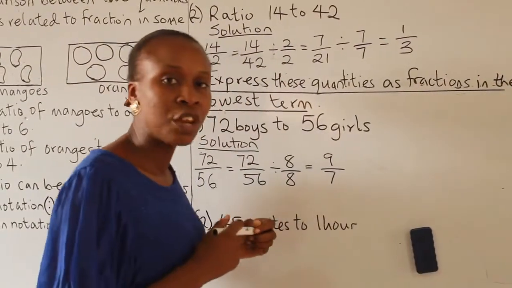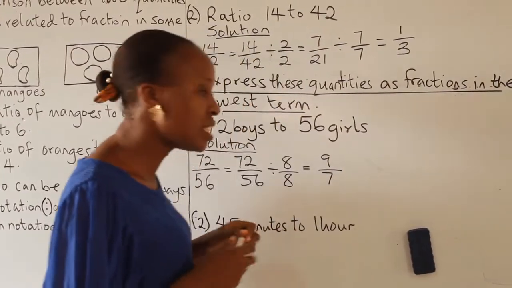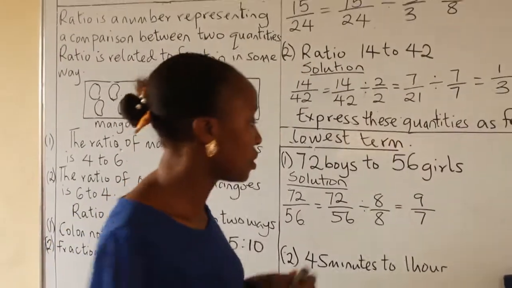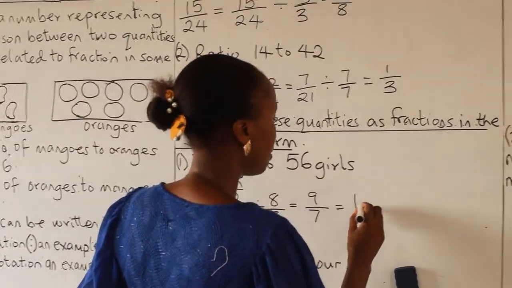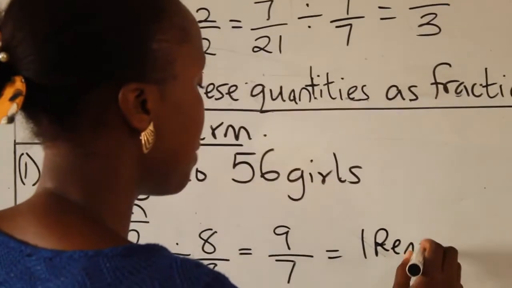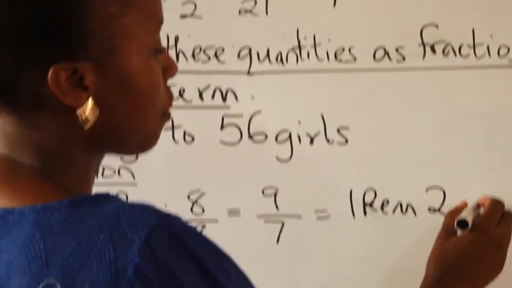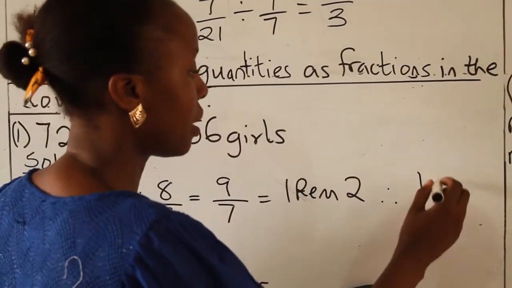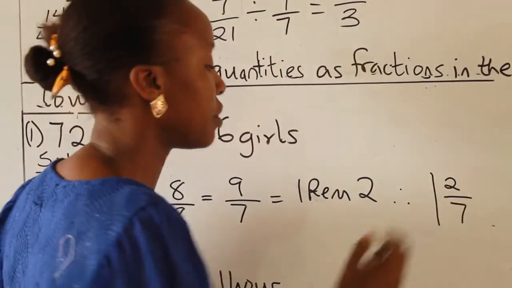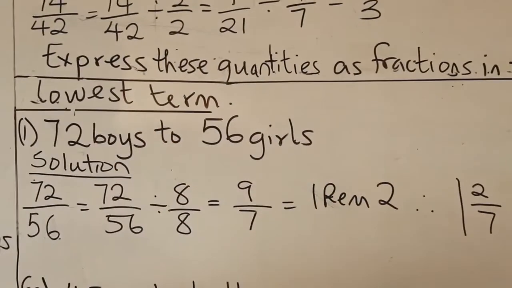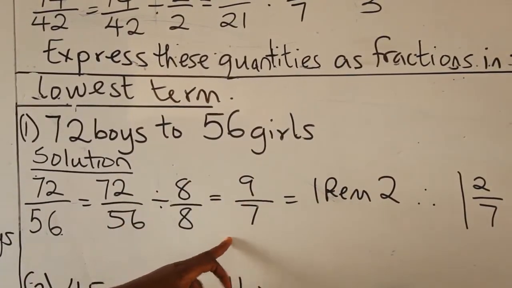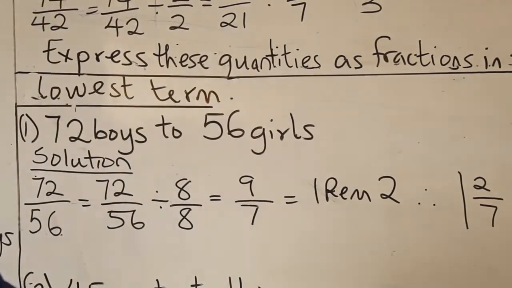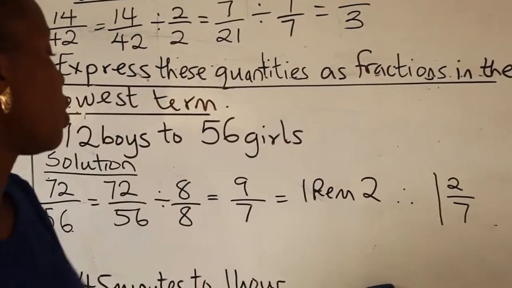And changing 9 over 7 to a mixed number means we'll be dividing 9 by 7, and 9 divided by 7 will give us 1, remainder 2. Therefore, our final answer will be 1 whole number 2 over 7. It means that 9 over 7 is the same thing as 1 whole number 2 over 7. That is our answer in its lowest term.